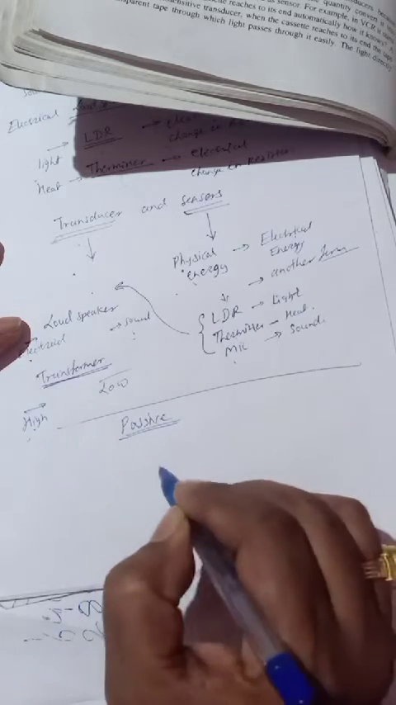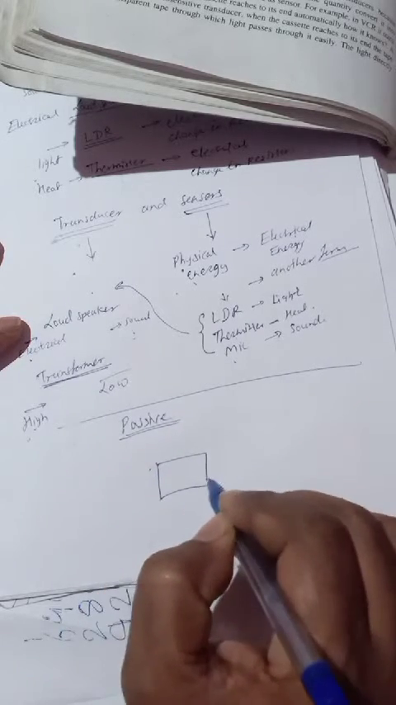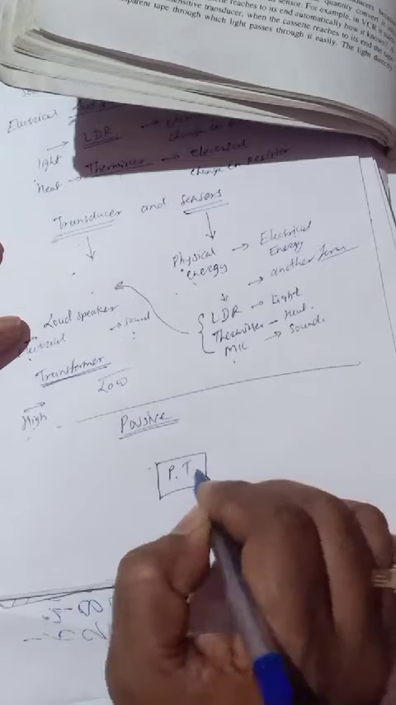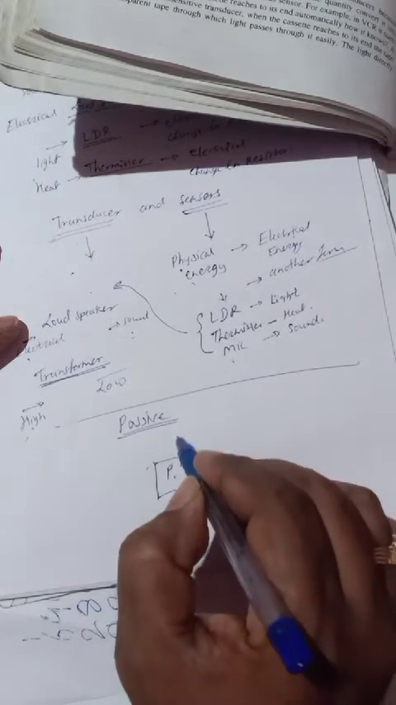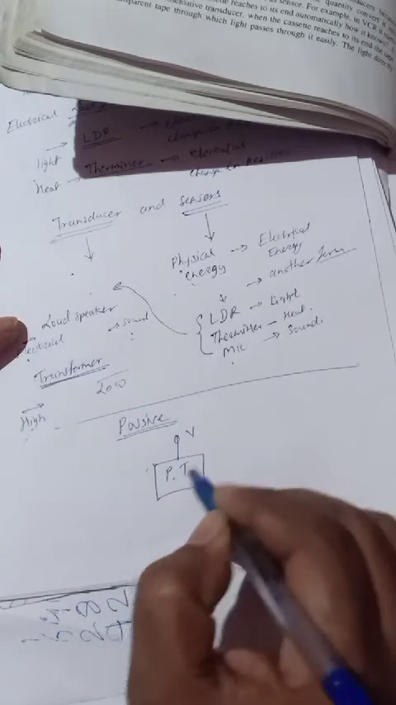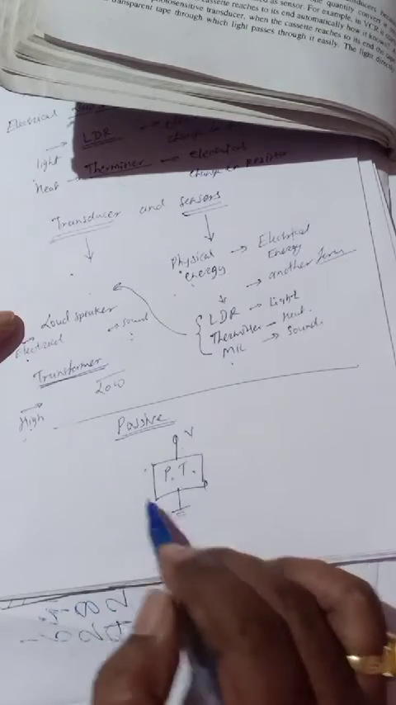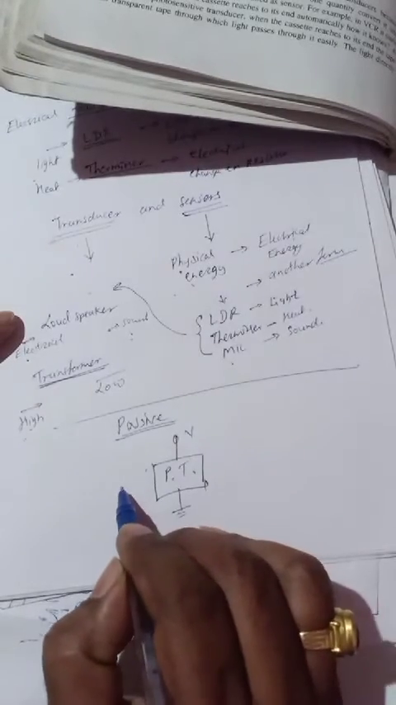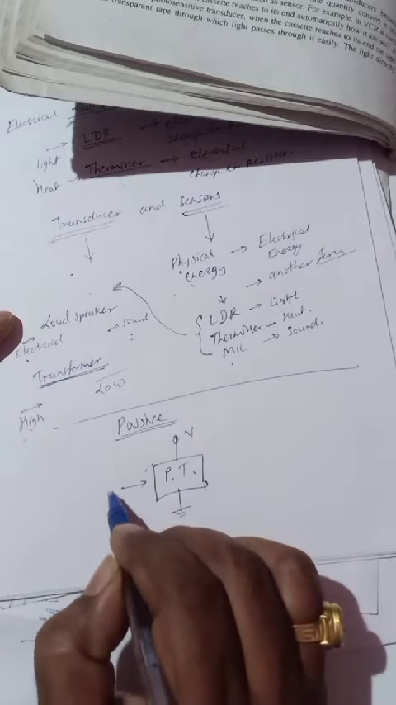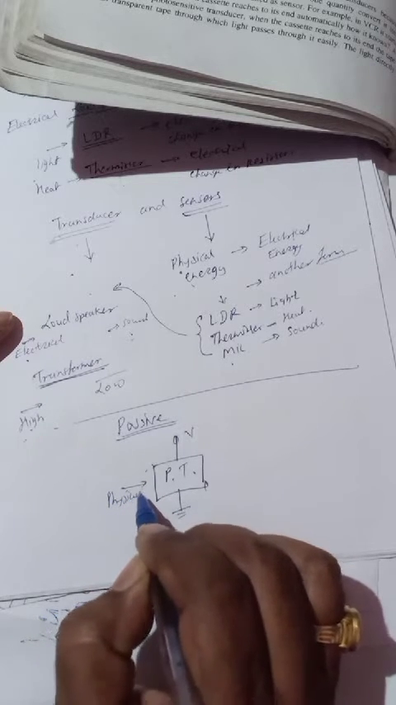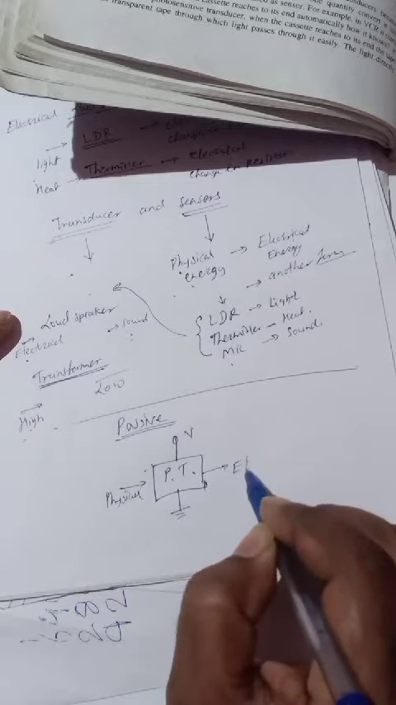This is the transducer. It is PT, passive transducer. It requires external voltage to operate. This passive transducer converts one type of energy, say physical energy, into electrical energy.